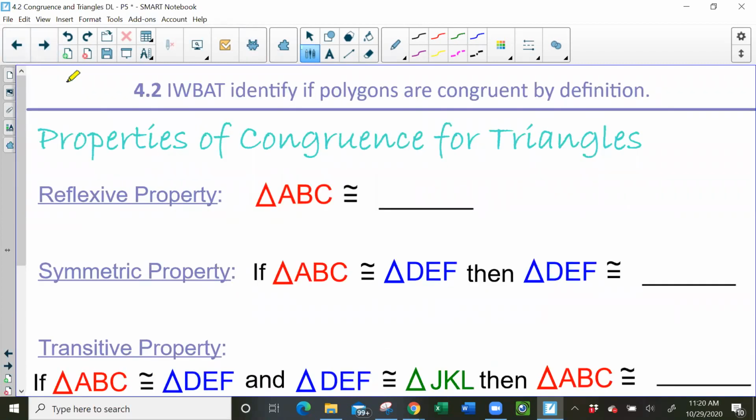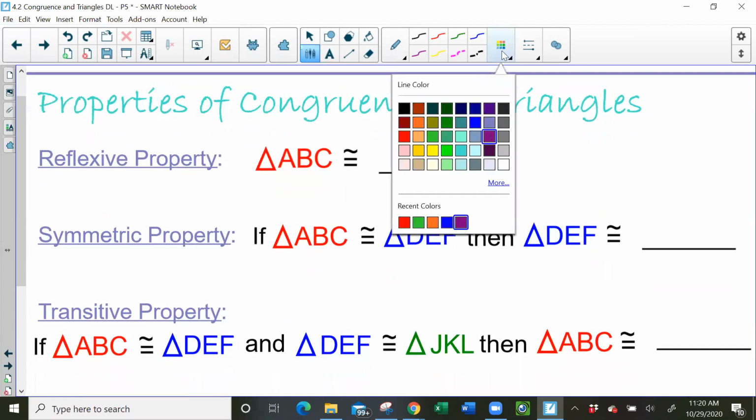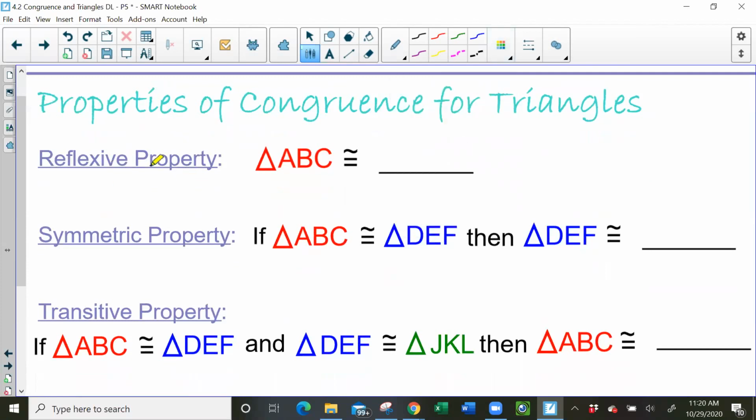All right, we're going to learn some properties. If we have congruent triangles, we can use these 3 properties: reflexive property, symmetric property, and transitive property. Let's talk about each of these. Reflexive.